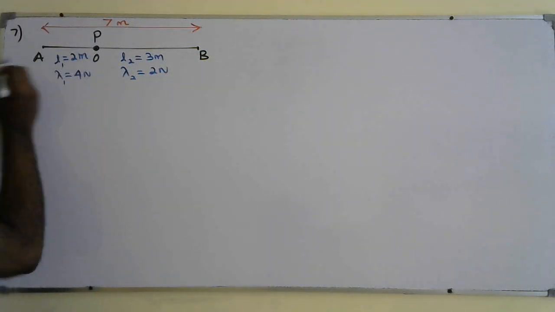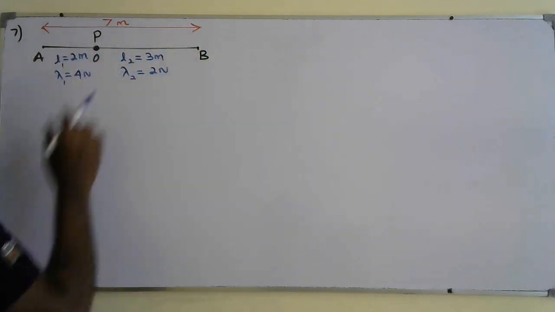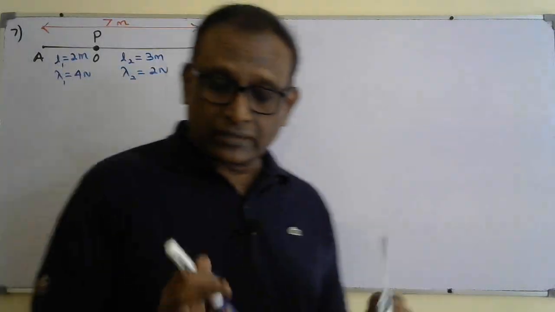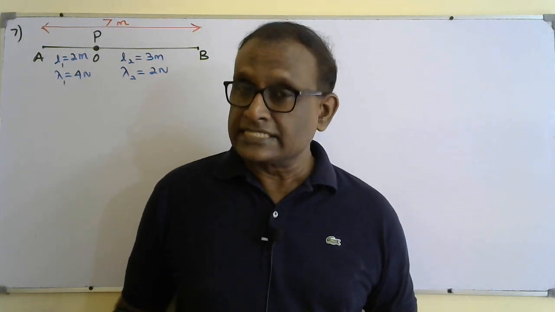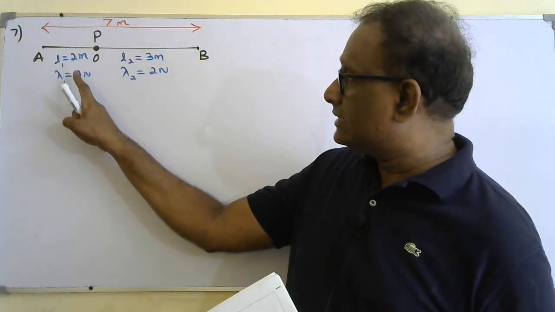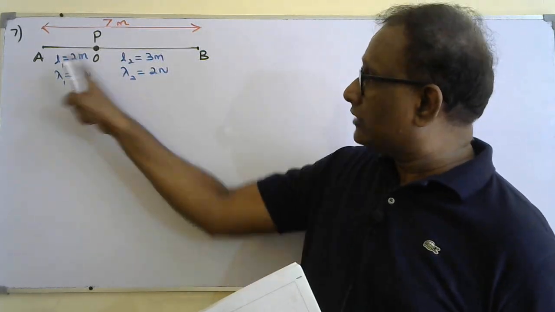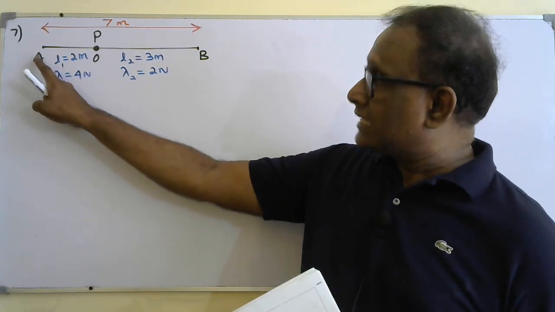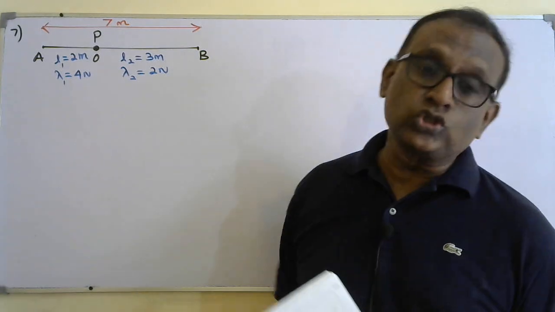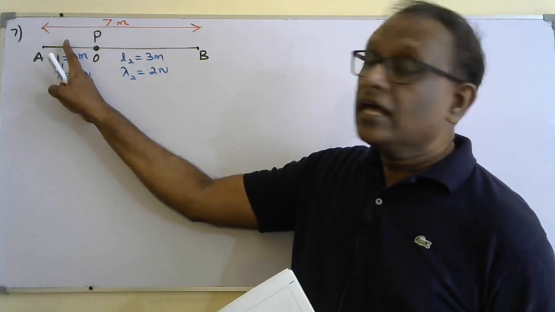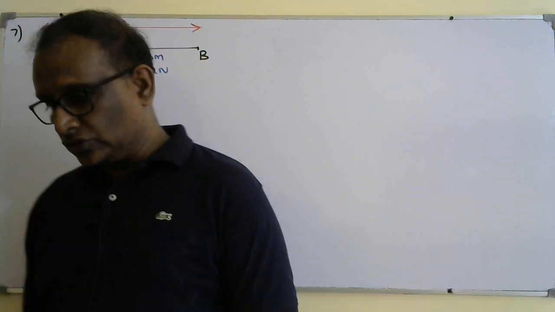OA we don't know. We know the total length AB is 7 meters. Both elastic strings have extension. Because of the extension only, the total length has become 7. Otherwise this is 2 meters, this is 3, means it will add 3 plus 2, 5. But the total extension of the elastic cords will be 7 minus 5, 2 meters. So if I take the extension of this as x1, this as x2, x1 plus x2 is 2 meters. We'll use that also to find the OA part.